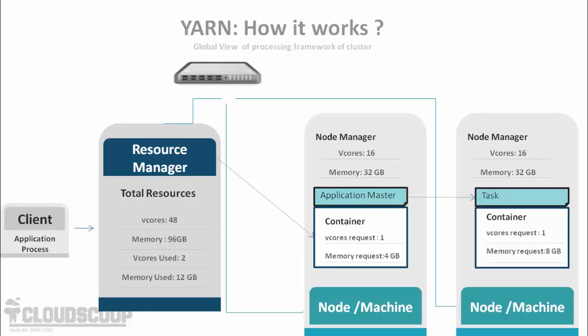So here you can see the resource manager has initialized one application master on one of the nodes or machines, which ultimately initialized another container on a different machine. Once all tasks are finished, the application master exits and the last container is deallocated from the cluster, and at the same time the application client also exits. So this is how YARN processing works.